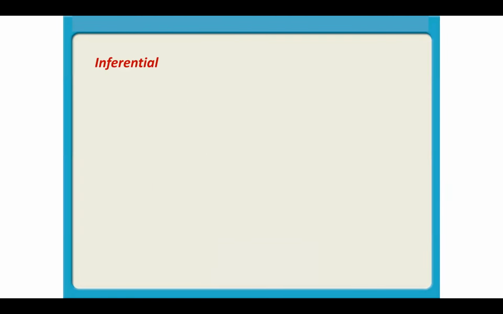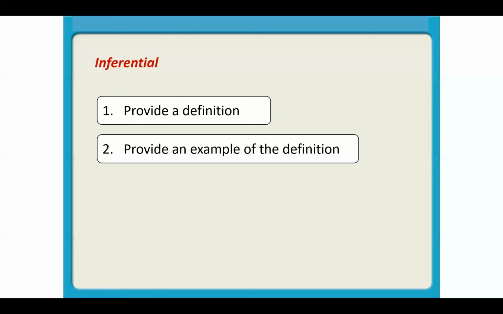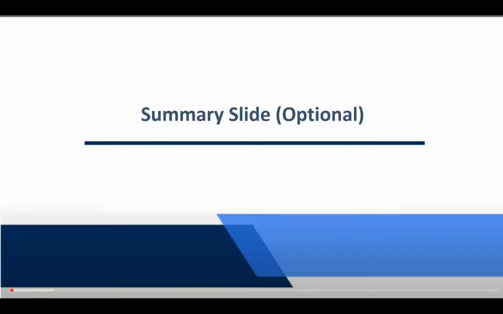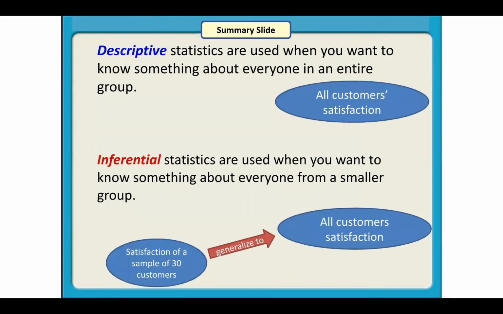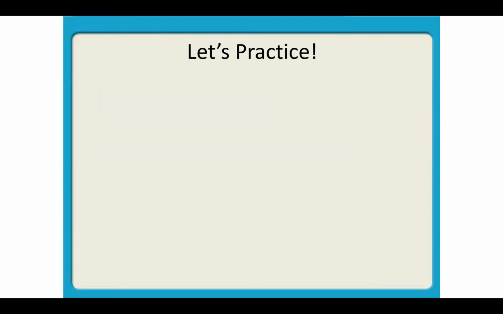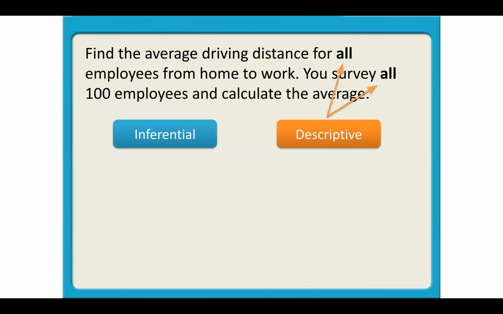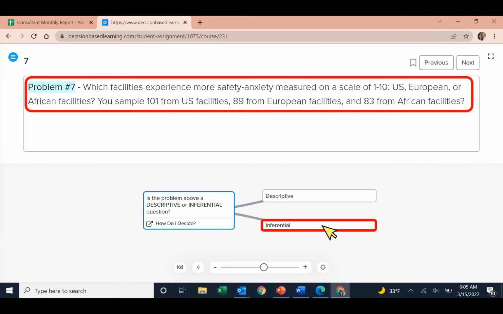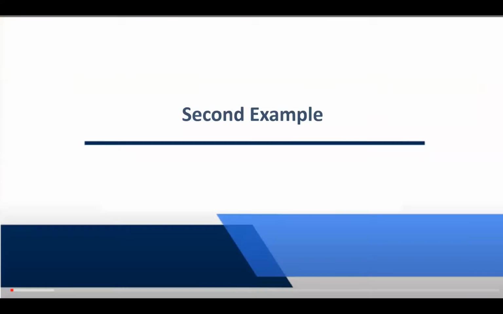Do the same thing with the next option, providing a definition, an example, and the connection between the example and the definition. Depending on the amount of information you've presented, it can be helpful to have a summary slide like this. You may optionally have them practice with other scenarios or problems. They read a problem and are shown the correct answer with an explanation. We then return to the original problem and select an appropriate option based on what was learned in the learning module. Here is another quick example.